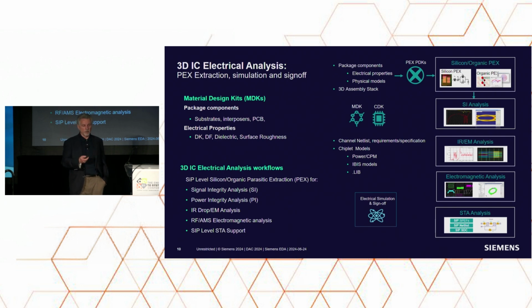Well, the first thing for the different types of electrical analysis that we're supporting, and I have some examples, SI, IR, electromagnetic analysis, and STA. So all of these require extractions. You have to do the extractions of the parasitics, which may include silicon and organic type interconnects. So we need to create the extraction decks. Well, we have that information defined between the assembly design kits and the material design kits. So they can be used to build the EDA-specific extraction decks that would be used to support the analysis. And then to do the actual analysis, again, you'll use the material properties from the MDKs and then the information in the chiplet design kits as applicable.